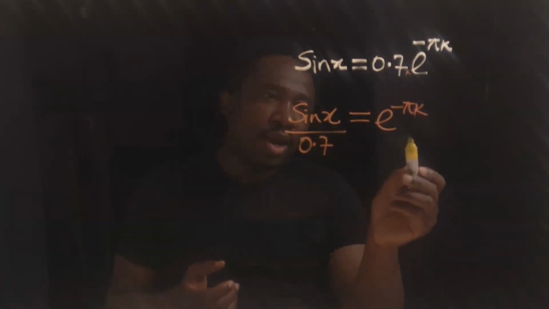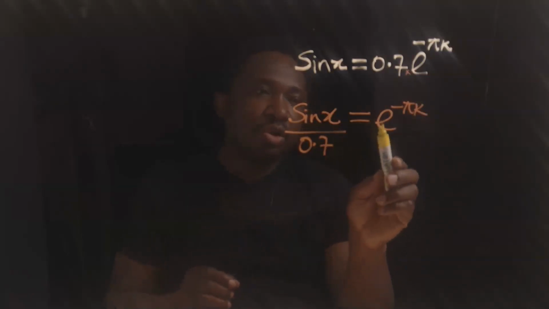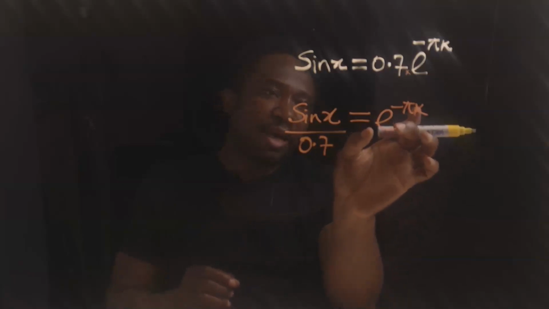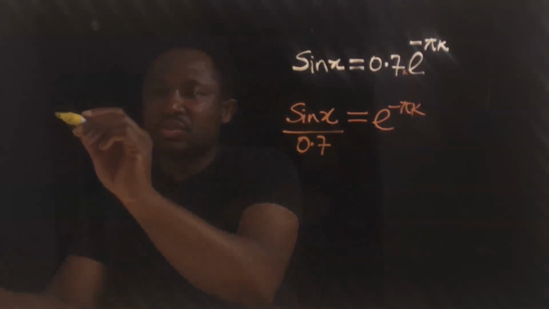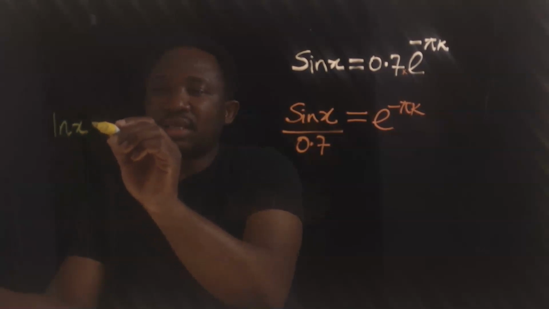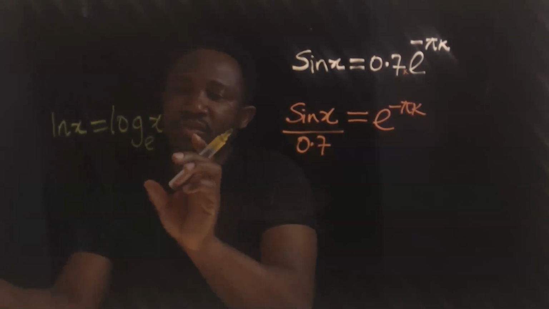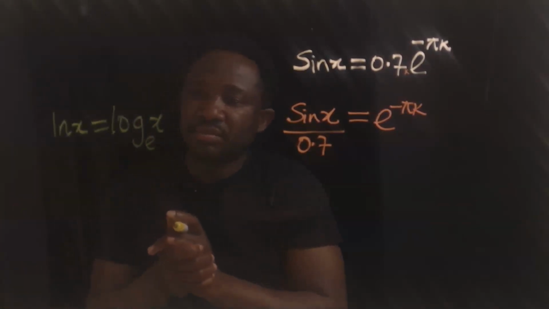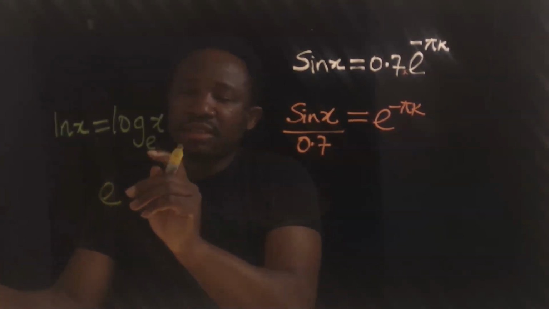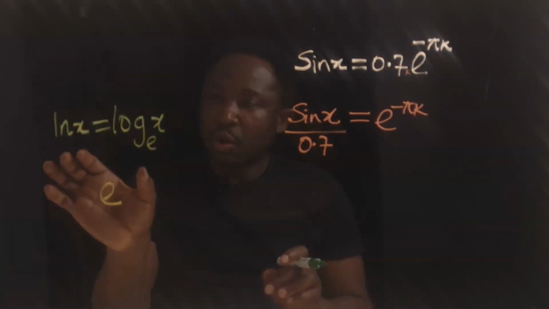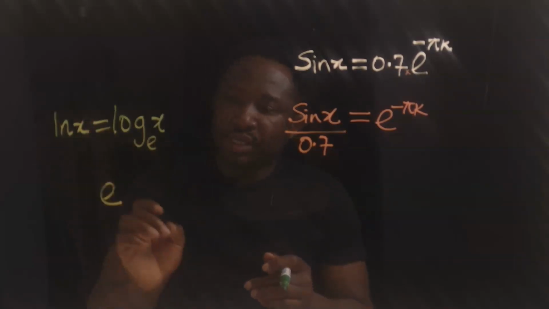Next, our aim is to isolate k. But if you look at this equation, you're going to see that k is held by exponential. In mathematics, the natural log of x is the same thing as log x of base e. Both are the same. However, exponential neutralizes natural log. Exponential opposes natural log, and natural log opposes exponential.